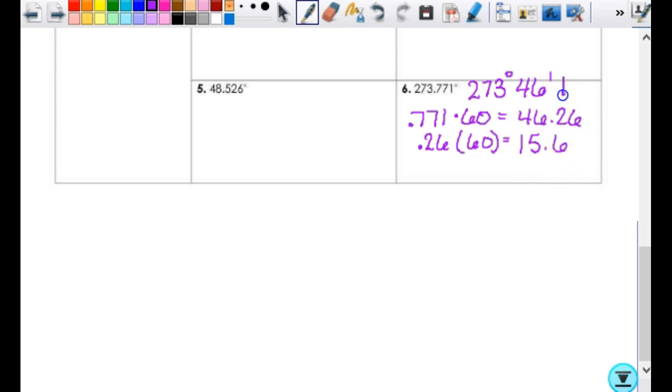So this would round up to 16 seconds. So you get 273 degrees, 46 minutes, 16 seconds. We all okay with that? Yes? All right, good deal. So that's getting it into that form. More likely, you're going to have it in that form.